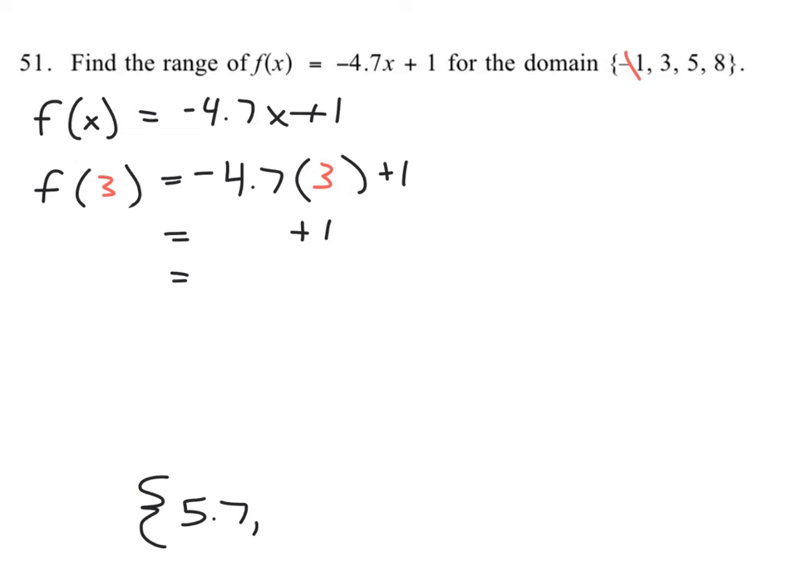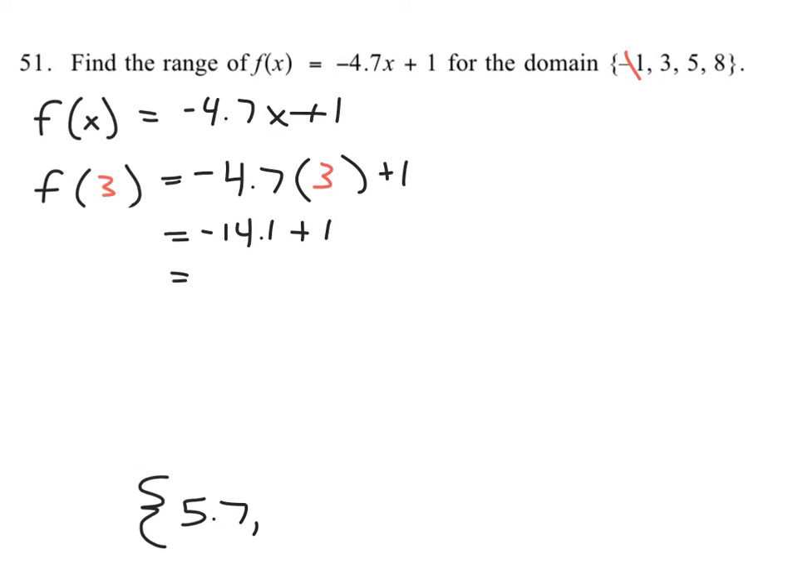And what is -4.7 times 3? I don't know if you can do these things in your head. I can say -4 times 3 is -12. And -0.7 times 3 is -2.1. So -12 plus -2.1 is -14.1.